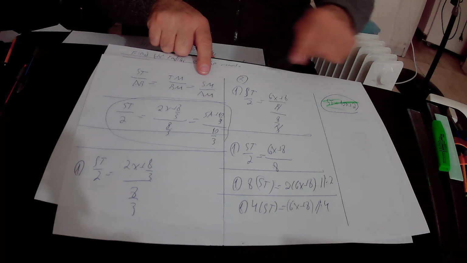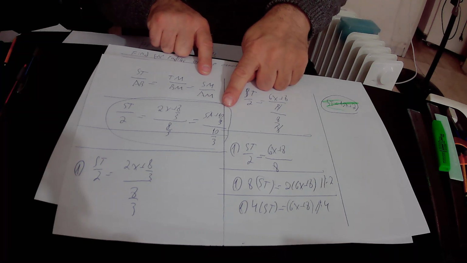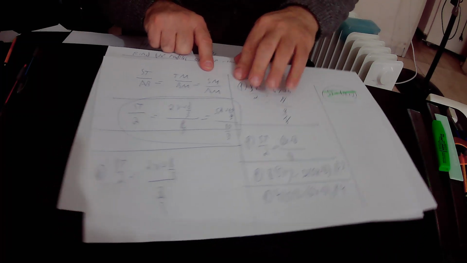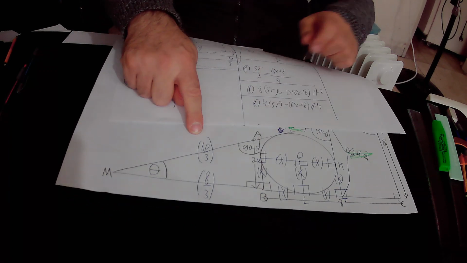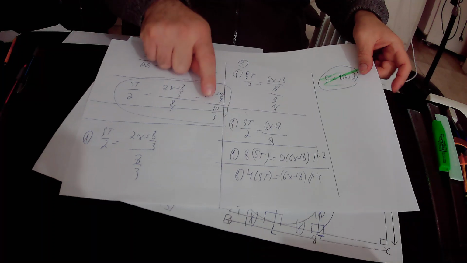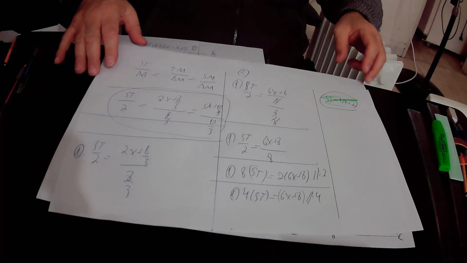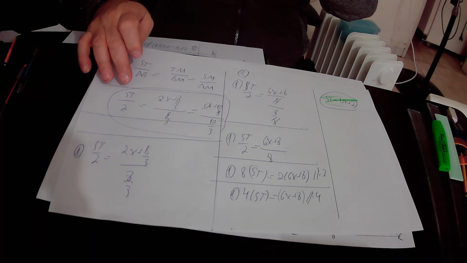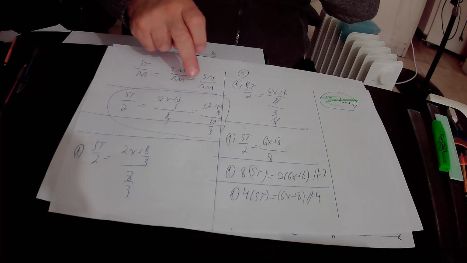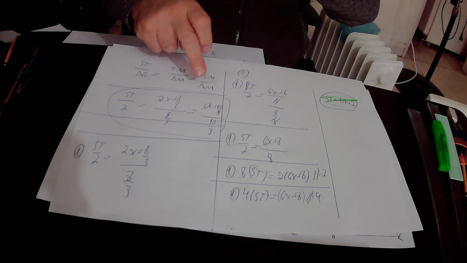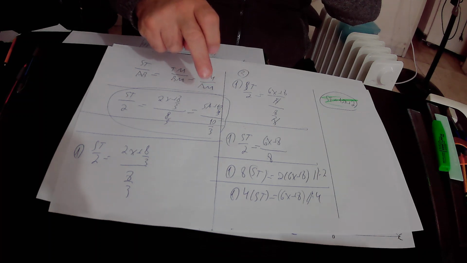So we substitute SM by SA plus 10 over 3, over AM. AM equals 10 over 3, so we substitute AM by 10 over 3. So, in conclusion, we found out that ST over 2 equals 2x plus 8 over 3 over 8 over 3, and it also equals SA plus 10 over 3 over 10 over 3.